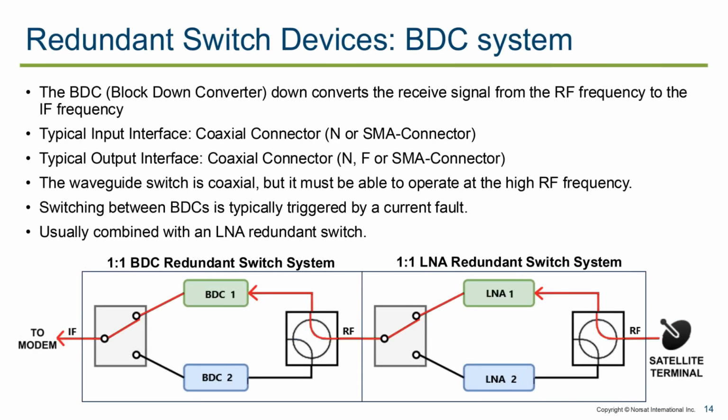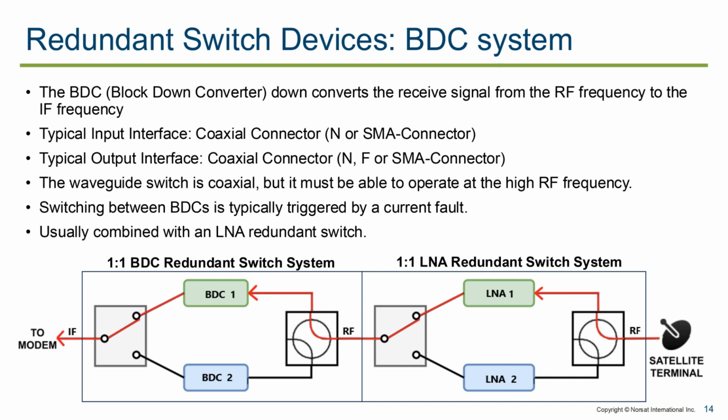The block down converter, or BDC, is used to down-convert the received signal from a high RF frequency to a lower IF. The input and output of the BDC is typically a coaxial connector such as an N, F, or SMA connector. Because the input is coaxial, the BDC typically uses a coaxial waveguide switch. The waveguide switch must be able to operate at the high RF frequency. Switching between BDCs in a redundant system is typically triggered by detecting a current fault.